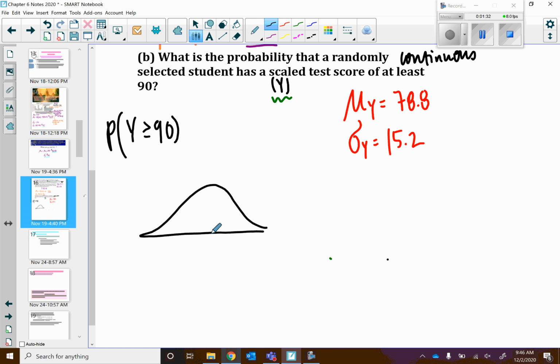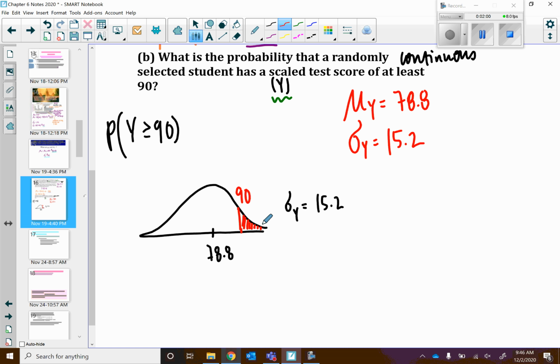I know that it has a mean of 78.8, and, oops, that was supposed to be a y. I'm not going to add in my little marks here just because it doesn't necessarily give anything to the problem. 15.2. I'm looking for the probability that she, or a student, yeah, it's a she, of course, is going to score 90 or above. Let's say this is 90, I'm looking for this area right here.